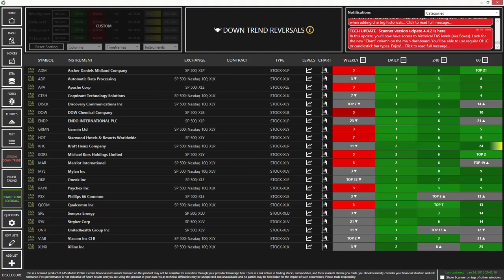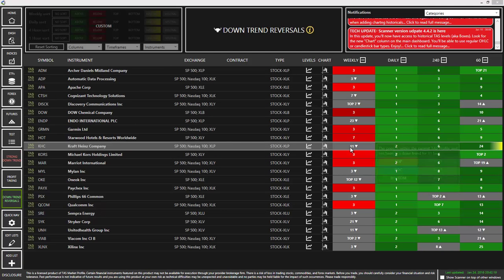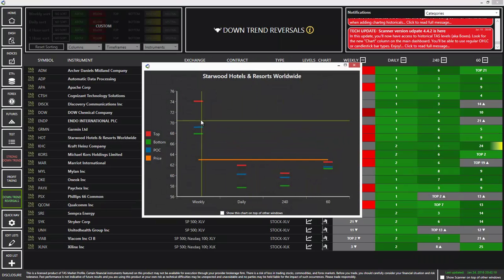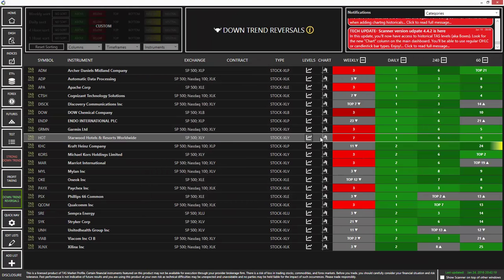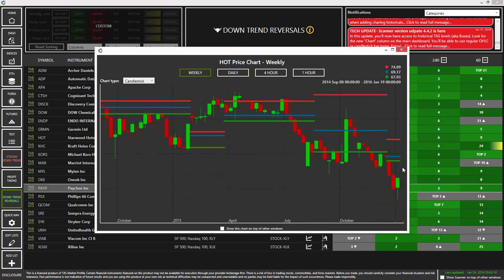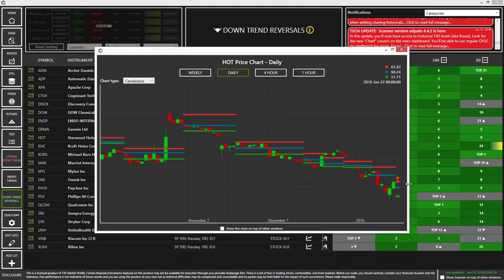So if I look at HOT, Starwood Hotels and Resorts Worldwide, if I go in here, I'll see that I'm starting to trade the level of the market above my daily profiles, and I look at my chart. Here's my weekly. I've been in a downtrend. I'm trading below long-term profiles, but I started poking my head above daily profiles for the first time in a long time, with that support now at 61.93.